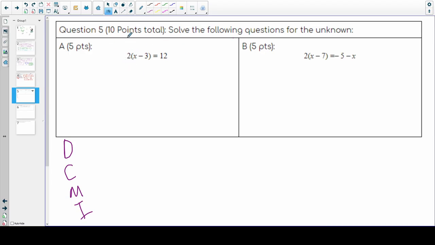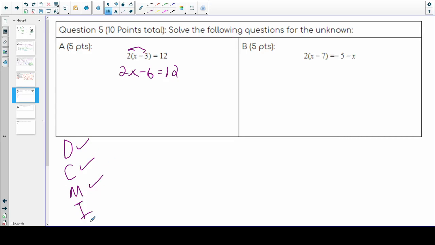Remember, our goal is to get x by itself. Is there anything here that I can distribute? Absolutely, there's 2. So 2 times x is 2x. 2 times negative 3 is negative 6 equals 12. Is there anything to combine? No, so I'm done with that. Is the variable on one side of the equation? Yes, it is. It's on the left-hand side.